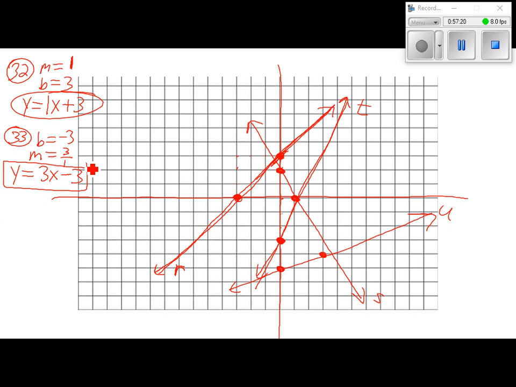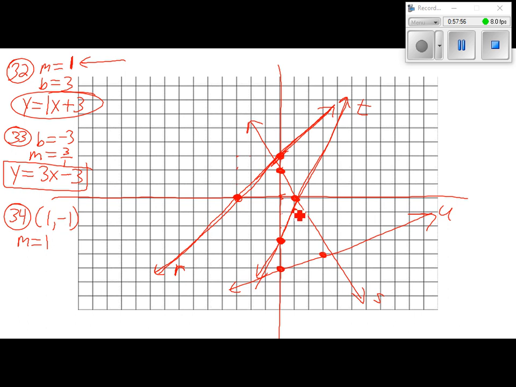And 34 says we want to write an equation for a line that contains the point (1, -1), and it's parallel to R. Well, if we go back up here, this one was R. If it's parallel to R, then that means the slope has to be the same, so the slope has to be 1. So if I come over here and I graph it, I go to the point (1, -1), that's that point right there.